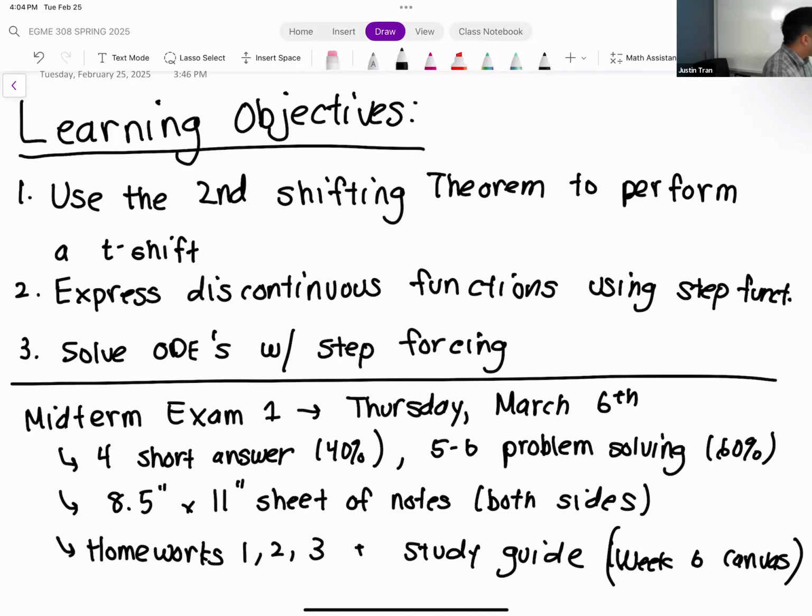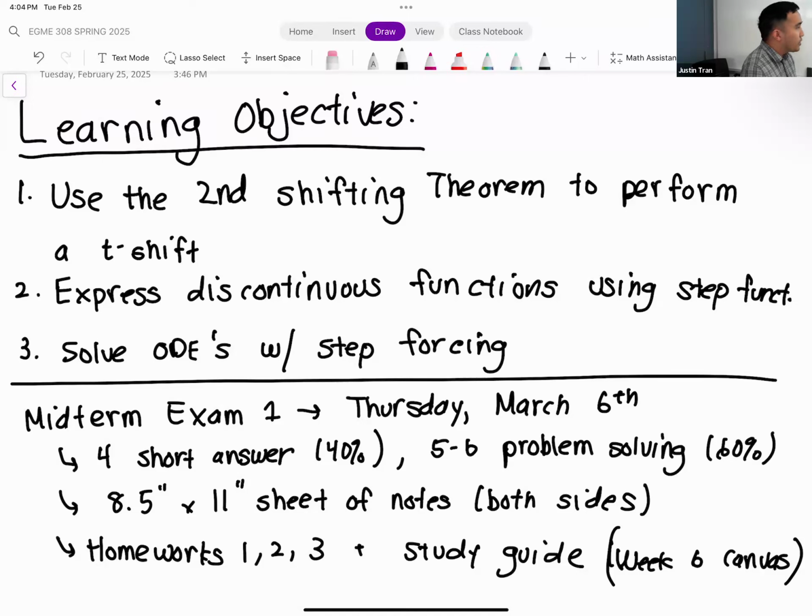In terms of the content, homeworks 1, 2, and 3 are definitely great to study for the exam. Our first part of the semester has been broken into 3 parts: first order ODEs, second order ODEs, and then Laplace transforms. That's homeworks 1, 2, and 3. So I would definitely study those.